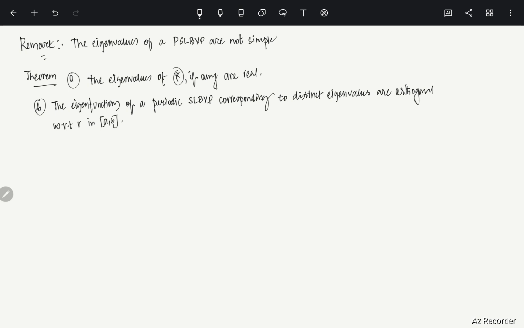There are basically three theorems which we prove, other than the existence, for the regular Sturm-Liouville boundary value problem. The first one is that the eigenvalues are going to be real. If they exist, they are real. That holds for both regular and periodic. What about the orthogonality of distinct eigenfunctions? Let's say you have two distinct eigenvalues with two corresponding distinct eigenfunctions. You can show that they are going to be orthogonal, for the regular or the periodic Sturm-Liouville boundary value problem. Now, what about the other property, whether they are simple or not? With this example we have shown that this is not true for the periodic Sturm-Liouville boundary value problem. Is it okay?